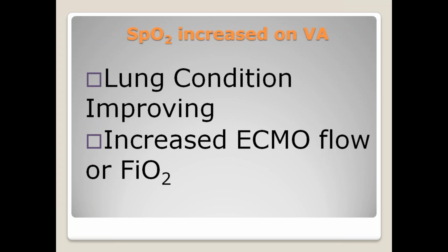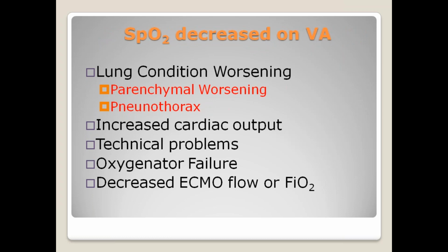So increase on VA: lung condition is improved, or increased ECMO flow or FiO2. Decrease: lung condition is worsened, or the native cardiac output is increased. There can be some technical problems, oxygenator failure and decreased ECMO flow.